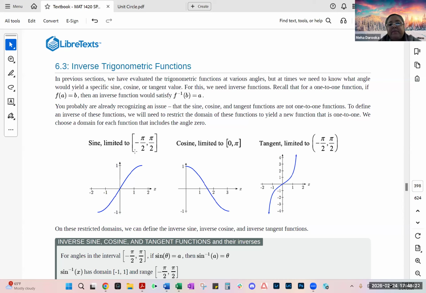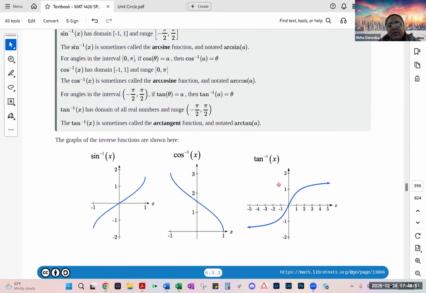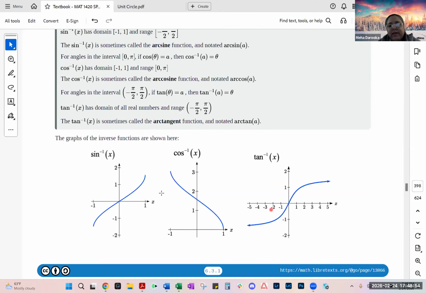So remember, the sine is limited to the domain from negative pi halves to positive pi halves. So you can see the section here on the graph, what that would end up looking like. So this little section here. For the cosine function, we limited the domain from 0 to pi. So that gives us this part of the graph. And then, of course, tangent, we are going from negative pi halves to positive pi halves. So it gives us this one branch of the tangent function. And then you can see what their inverse functions look like.